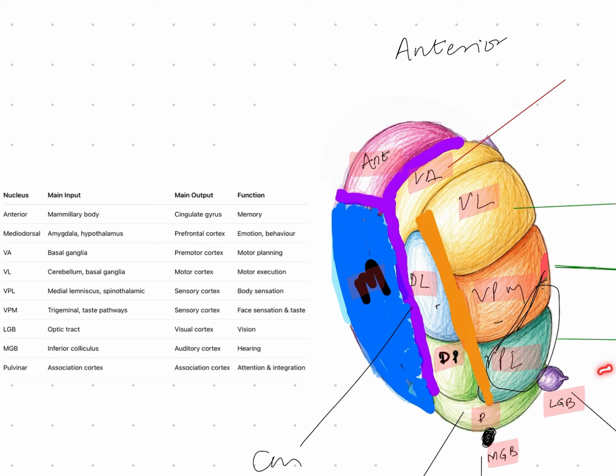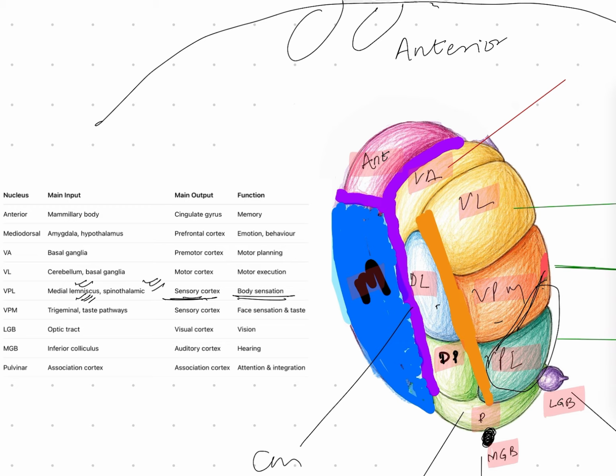So it takes sensation from the body. The spinothalamic will give pain and temperature. Medial lemniscus is from the posterior column fibers, and it takes body sensation, and the output is to the sensory cortex. So I will draw the structure of the brain here. So this is the cerebral cortex. I would say this is the motor cortex, premotor, and with some other color, sensory. So it will go to the sensory cortex.